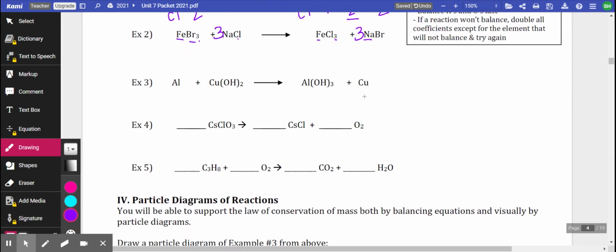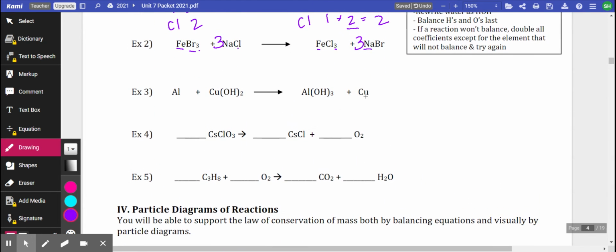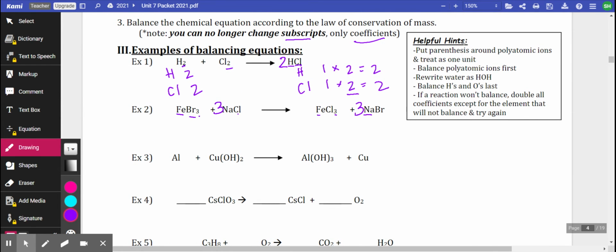Okay, so let's go down here to the third example. When you balance by sight, it's much easier to first look for polyatomic ions. You'll see up here in the notes some helpful hints. If they're not already there, put parentheses around your polyatomic ions and treat them as one unit. So if you have the same polyatomic ions on both the left side and the right side, just count them as one thing, okay? And balance polyatomic ions first.